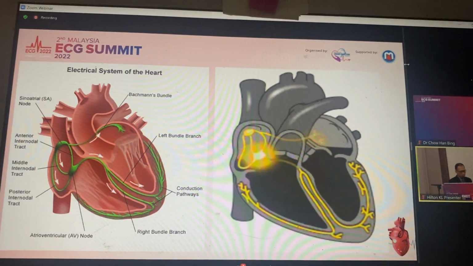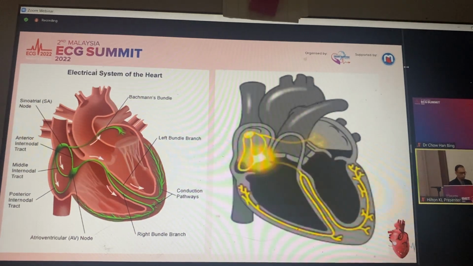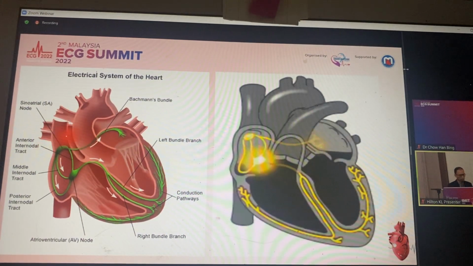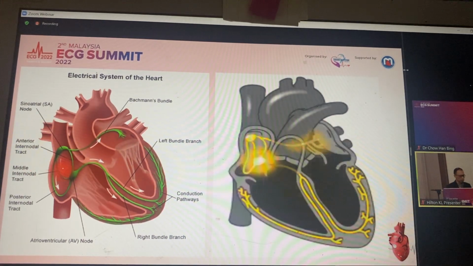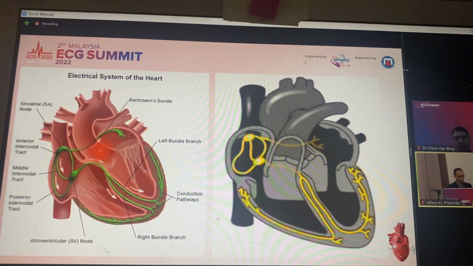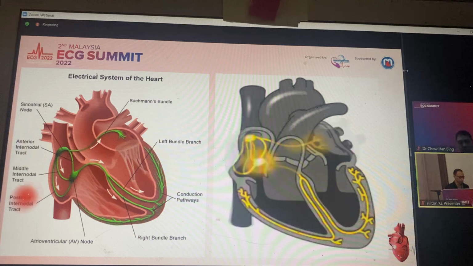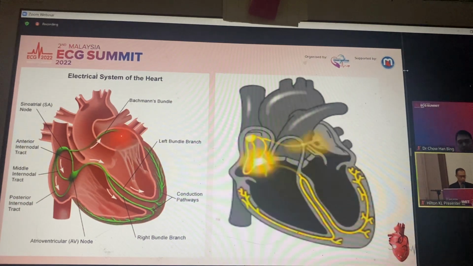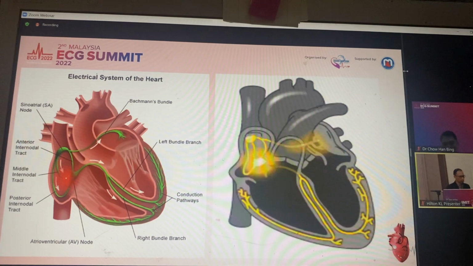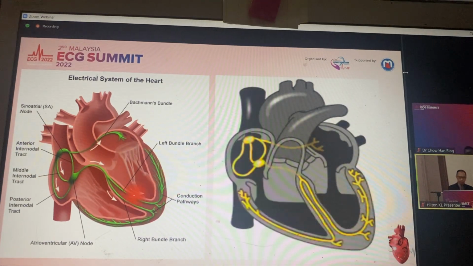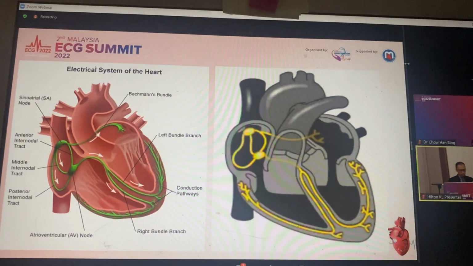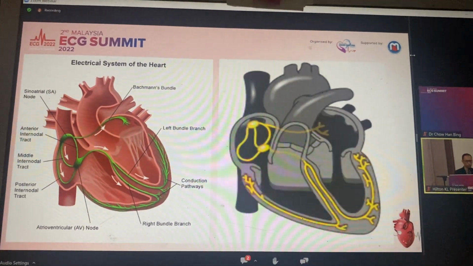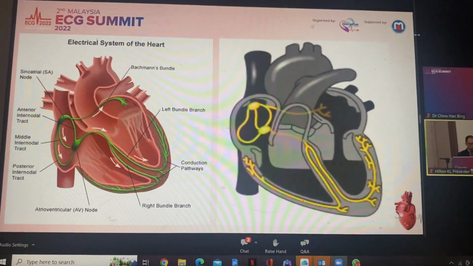This is the electrical system of our heart. Here we can see the SA node, connected to the AV node by the internodal tracts, which are divided into three: the anterior, middle, and posterior internodal tracts. Then there is Bachmann's bundle that connects to the left atrium. The His bundle divides into the left bundle branch and right bundle branch, and then to the distal Purkinje cells. The conduction is very fast, and it must be synchronized to make sure all the mechanical conduction occurs in the normal way.